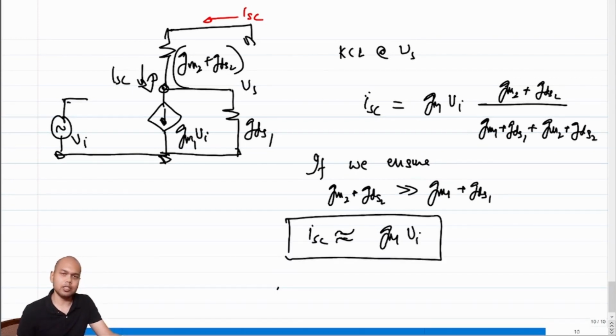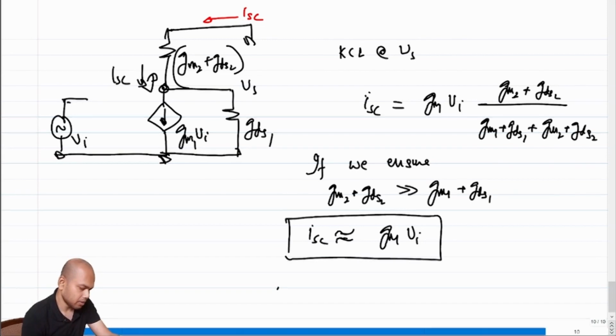So this is the job of a current buffer, where it will be able to isolate one part of the circuit from the other while transferring the current from one part of the circuit to the other, right? So this becomes the ISC.